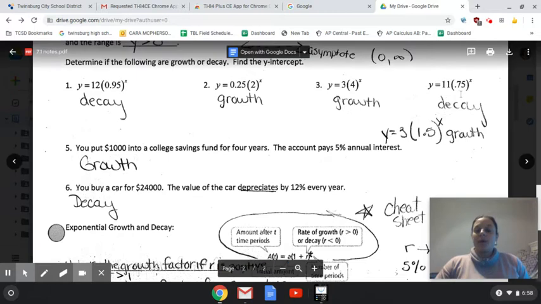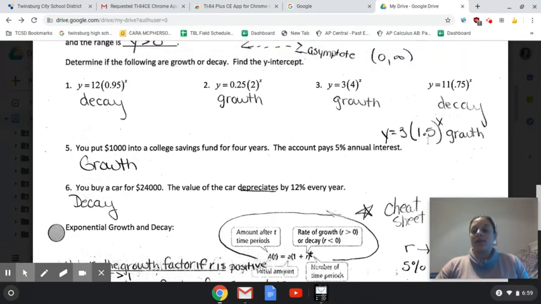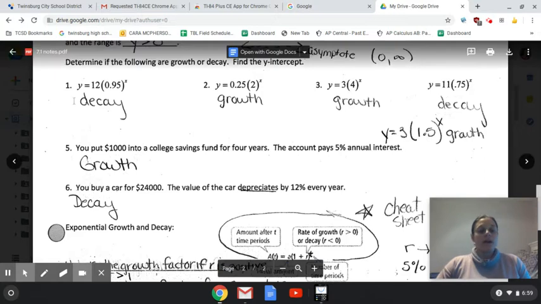This one right here with the 0.75 base, that's a decay. Again, that one's going to decay a little sharper than this first one because it's actually going down by a 25% drop. And then this last one that I added on at the end, that's also a growth because 1.5 is bigger than 1.